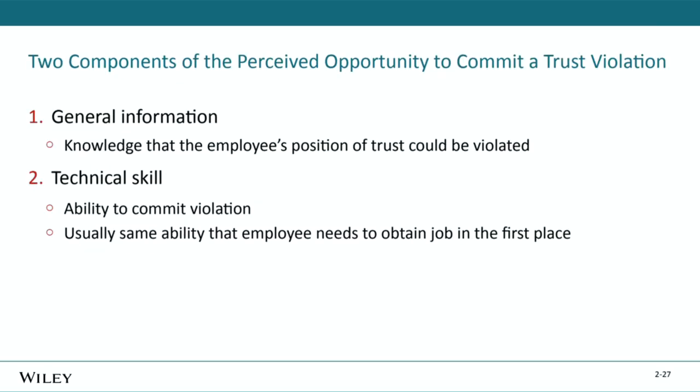2 components of perceived opportunity to commit a trust violation. 1, general information. Knowledge that the employee's position of trust could be violated. And then some sort of technical skill, the ability to commit the violation. Usually that's the same ability that the employee needed to get the job in the first place. So it's an accounting thing. They hired you to be an accountant. Well, I know how to use that. All right.